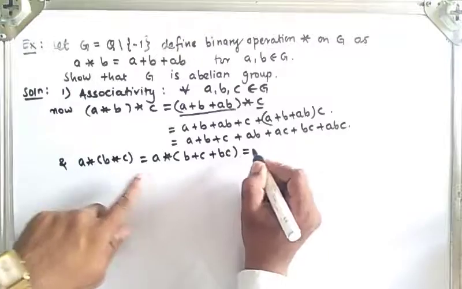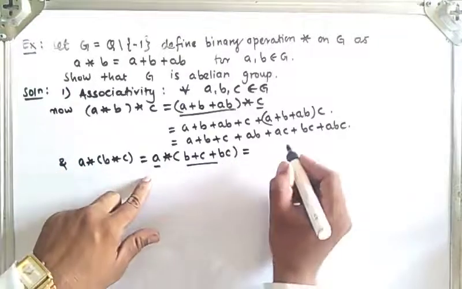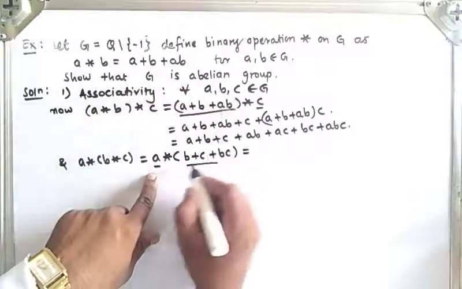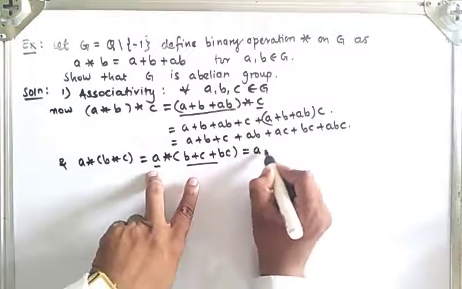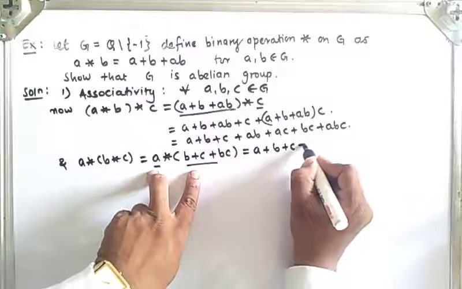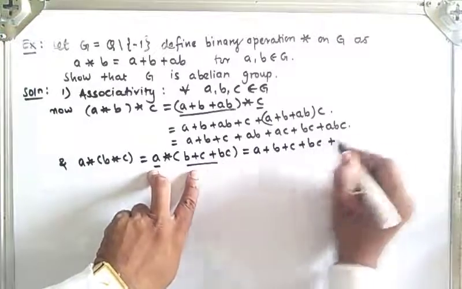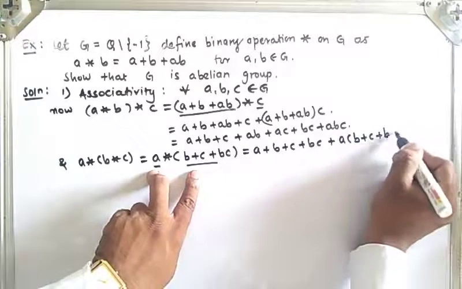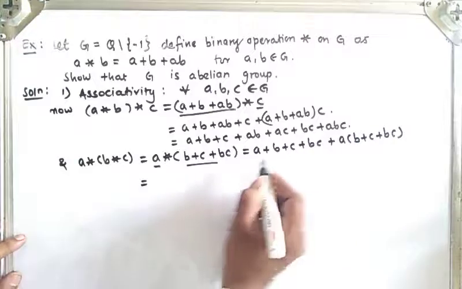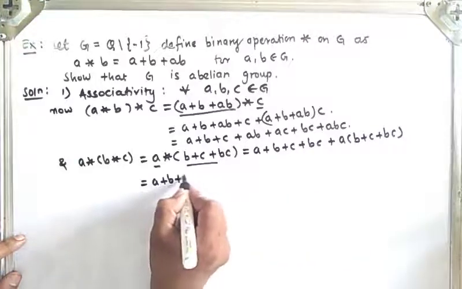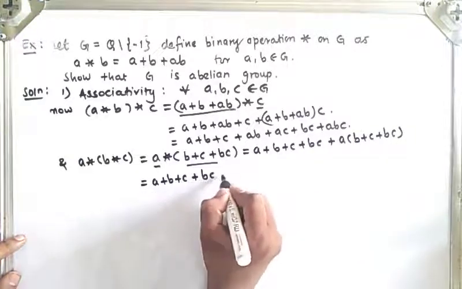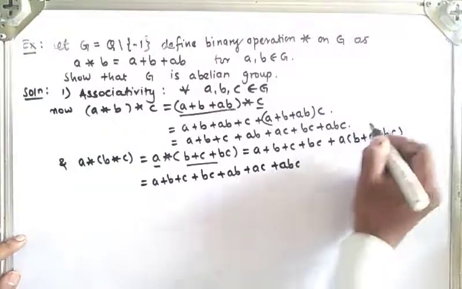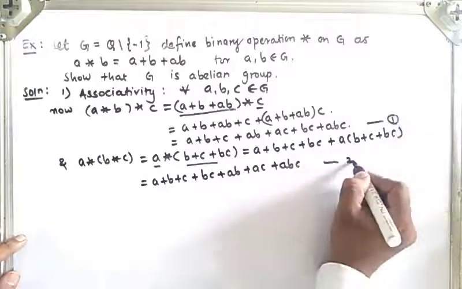So which is equal to, again this is the first element and this is the second element. So A star B is the addition of these two numbers plus the multiplication. So A star B star C is A plus B plus C plus B into C, plus A into B plus C plus B into C. After solving this, A plus B plus C plus B into C plus A into B plus A into C plus A into B into C. This is equation 1. This is equation 2.